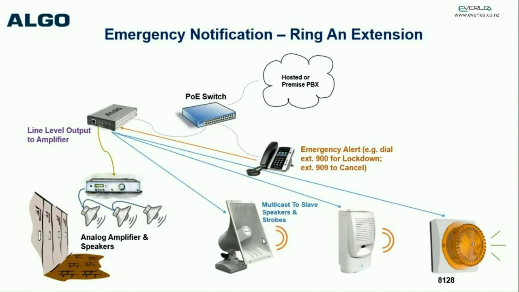Then, once we've got the emergency notification, we can broadcast the voice through the bullhorn and the 8180 speaker, and the 8128, which is the strobe light, can simply sit there strobing, flashing the light to give a visual indication that there is a lockdown situation running.